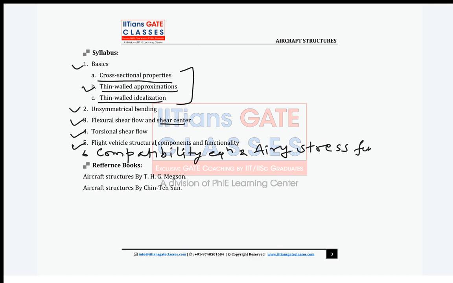Okay, guys. Now, what are the reference books we use for this? We use Aircraft Structures by TSG Magazine and Aircraft Structures by Citizen. Both books are available in the book drive. You have the ebook drive link, right? So these books are there in the book drive.